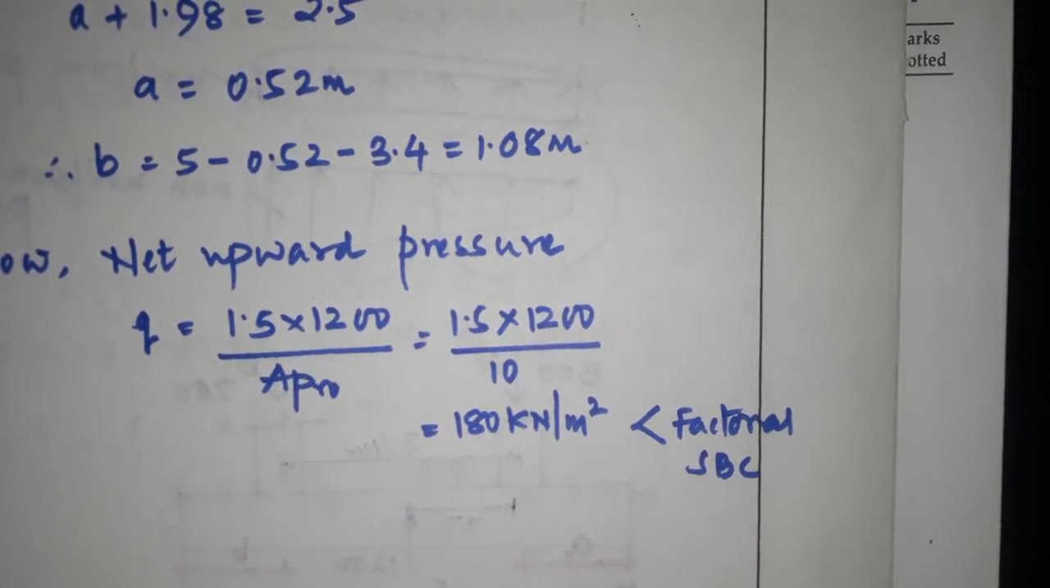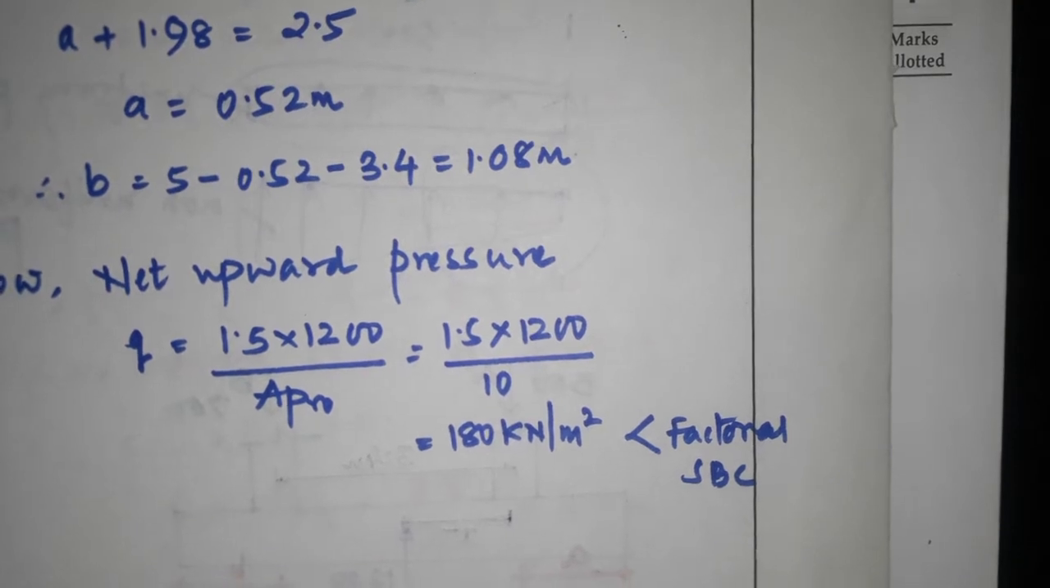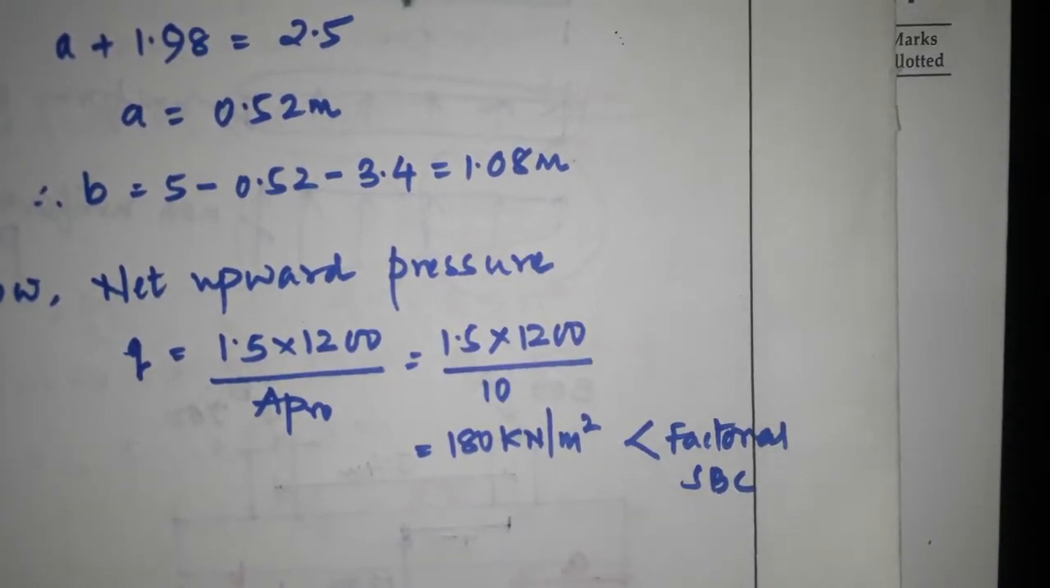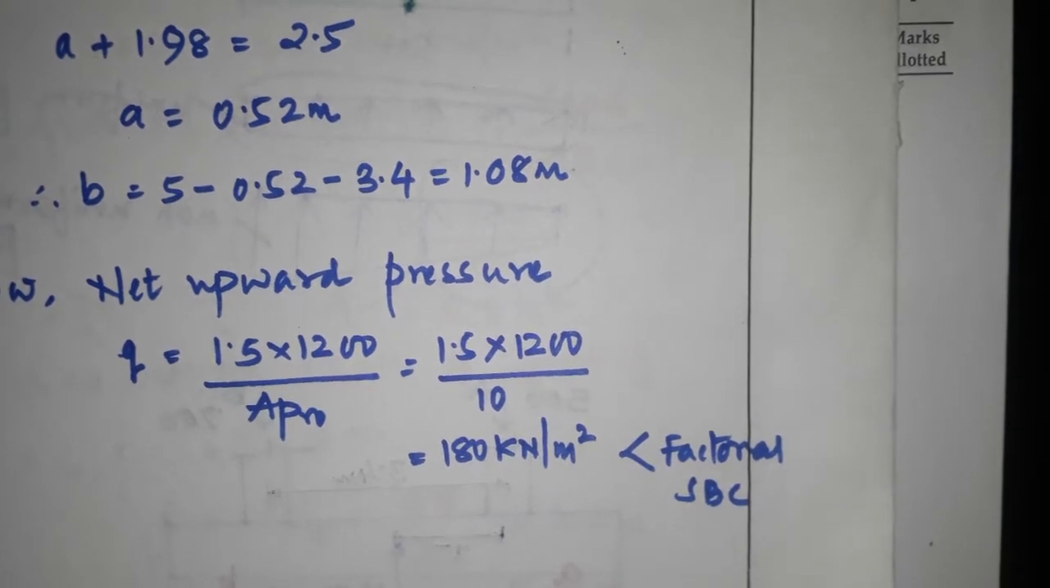Once you got that the footing is safe for factored upward pressure, you have to go for further calculation. Now we have to go for the calculation of bending moment and shear force, because we have to design the footing for bending moment and shear force. You have to check both. It should be safe for bending and it should be safe for shear.